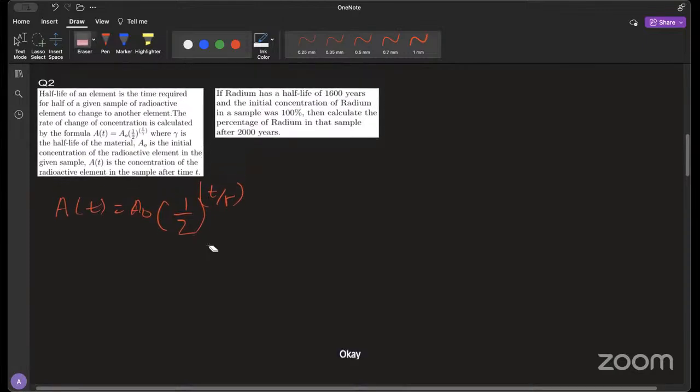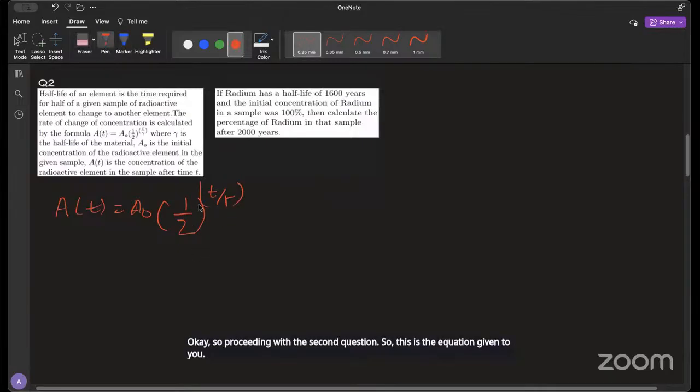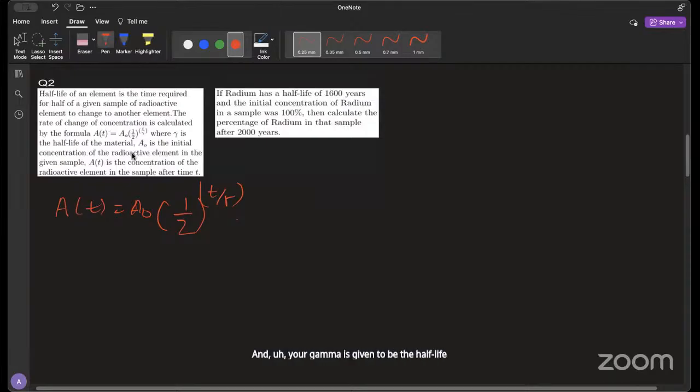Okay, we're proceeding with the second question. So this is the equation given to you. And your gamma is given to be the half-life, which is defined in the beginning of the question. And A naught is the initial concentration, when your T is 0. And A_T is the concentration of the radioactive element in the sample for time T.